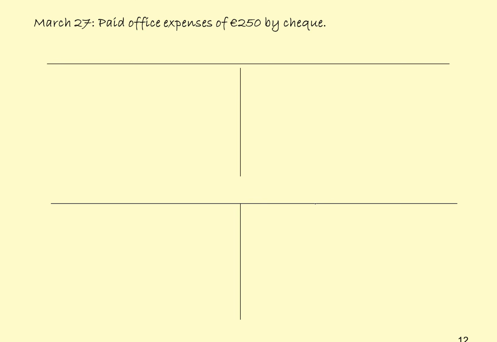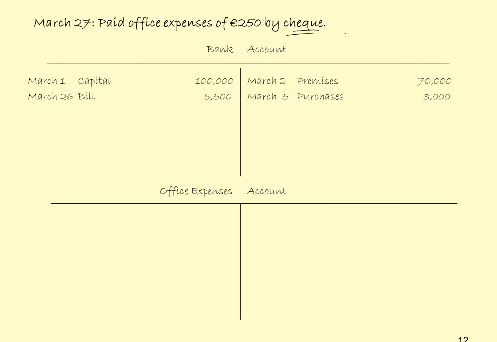And March the 27th, paid office expenses by check. Well, check implies bank, so we have a bank account. We don't have an office expenses account, so we would need to open one. Now we're paying money out, so money coming out of the bank will be on the credit side. March the 27th, office expenses 250, so we will double enter that into the debit side of the office expenses account.